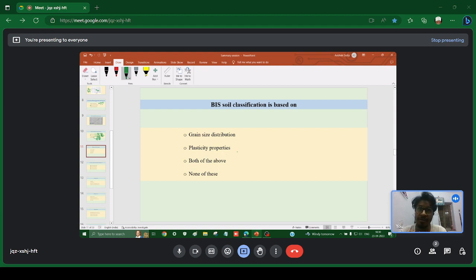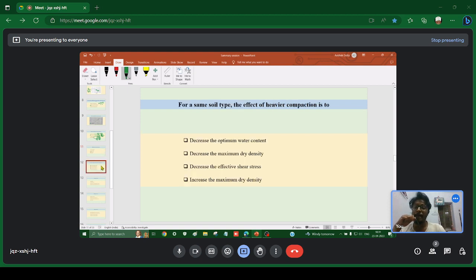Because, as I have mentioned, clay has a fixed size range, silt has a fixed size range, sand has a fixed size range, and gravel has a fixed size range. So less than 0.002 millimeter, that is less than 2 microns, will be clay, 2 micron to 75 micron will be silt, from 75 micron to 4.75 millimeter will be sand, and beyond that it will be gravels and boulders. So plastic properties and grain size distribution both take part in the Indian system of classification, and hence both of the above is the correct answer.